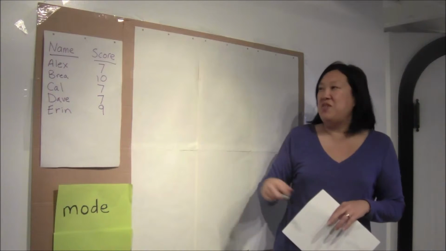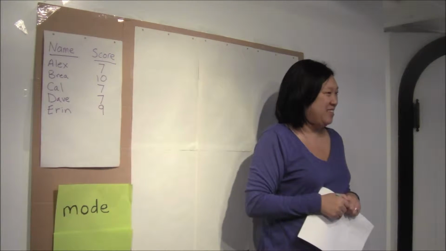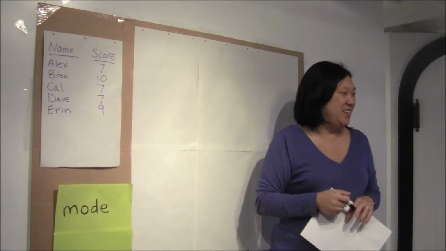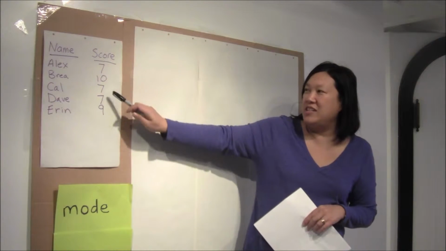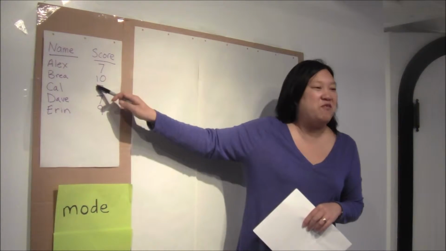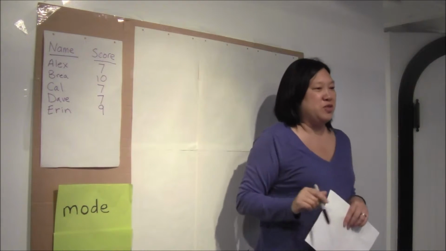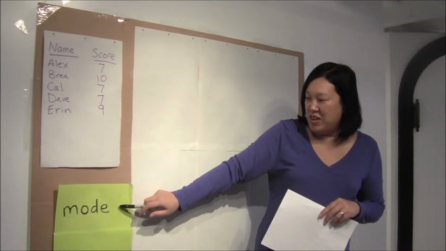So Asia, what would you say would be the mode for these test scores? 7. And why do you say 7? Because there's 3 sevens. Very good, right, because there's 3 sevens. 1, 2, 3. So this number 7 shows up the most. So that's your mode and your most, right, Zach? Yeah. Right, okay. So that's your mode.